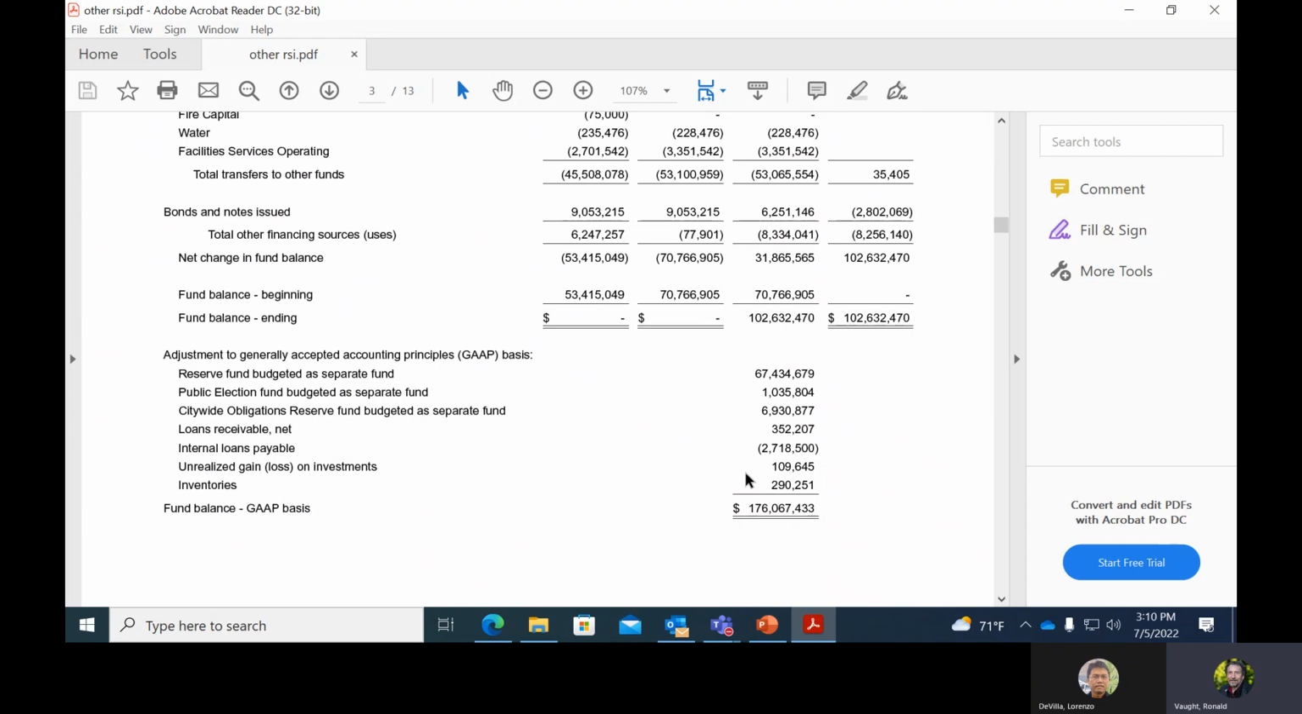Inventories, modified accrual allows us to use either the consumption method, which is what we use for GAAP, or the purchases method, which is what we use for budgetary basis. So in budget, as soon as you buy something, it goes to expenditures. But for GAAP basis, if it's going into stores, it goes to inventory and doesn't end up as an expenditure until you actually take it out of the storeroom and put it into use. So that's another adjusting entry. And then this number should then tie back to the GAAP basis fund balance for general fund.